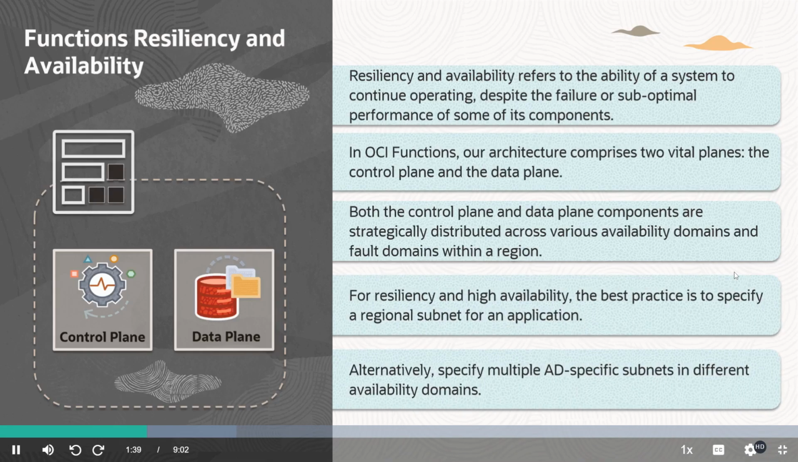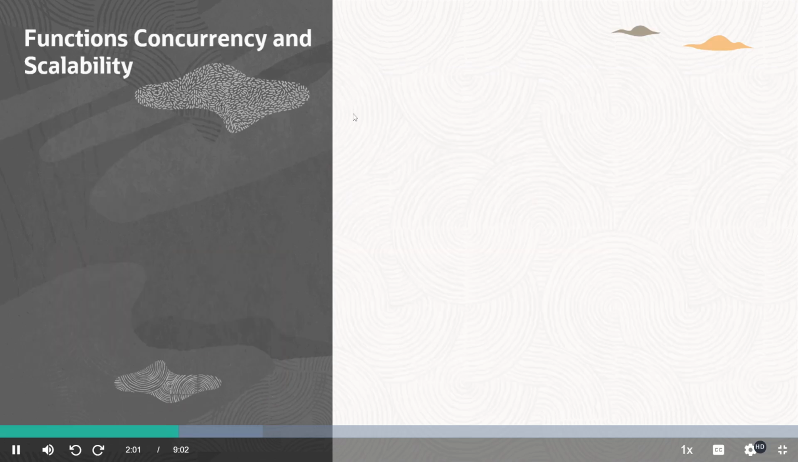When invoking functions, it's essential to adhere to best practices to optimize resiliency and availability. Designating a regional subnet for an application or leveraging multiple availability domain-specific subnets enhances fault tolerance and ensures continuous function execution even during domain failures.